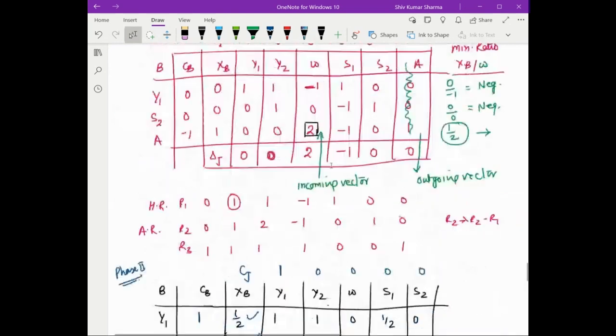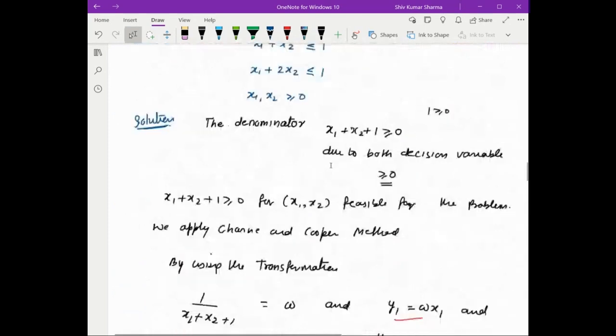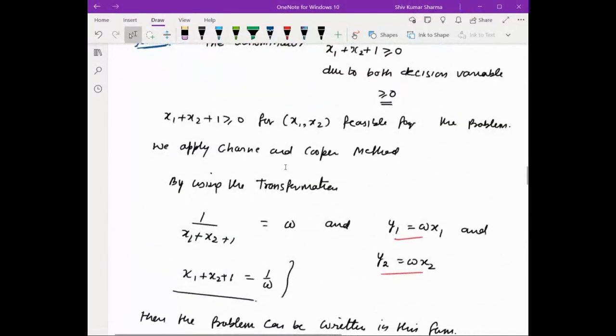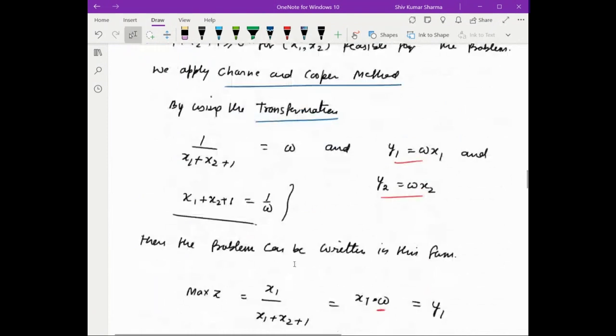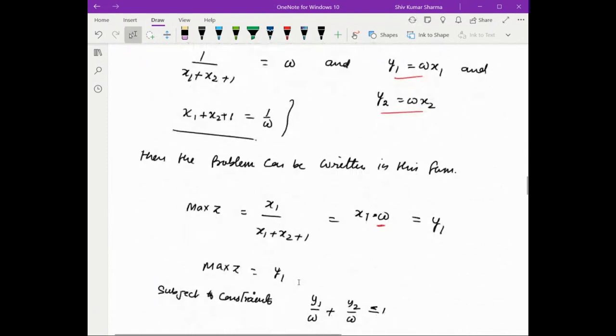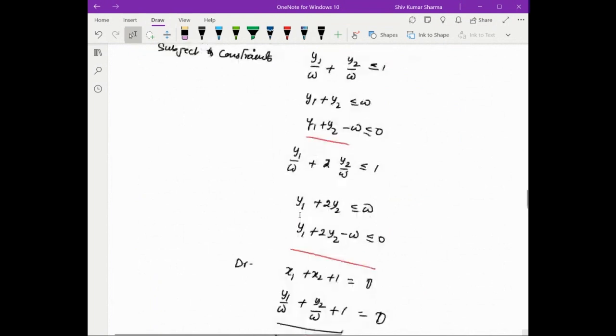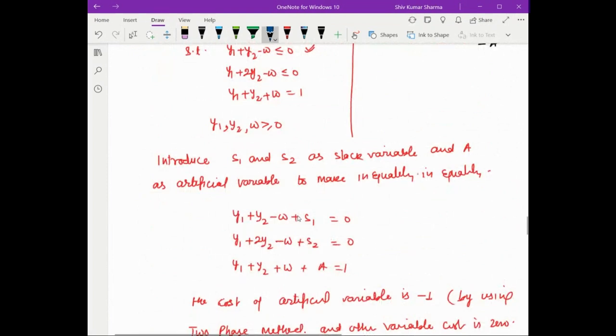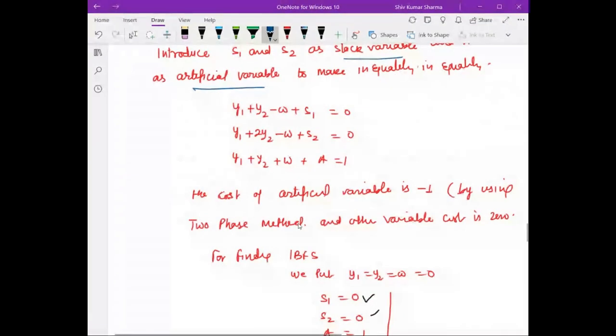So hope you understand this problem. This is our main problem. We start the problem, that means first we apply the Charnes-Cooper method. In the Charnes-Cooper method we apply the transformation. For the transformation we remove the fractional part from the objective function. After removing the fractional part, we apply the simplex method using slack and artificial variables. That means in simplex we use the two-phase method.